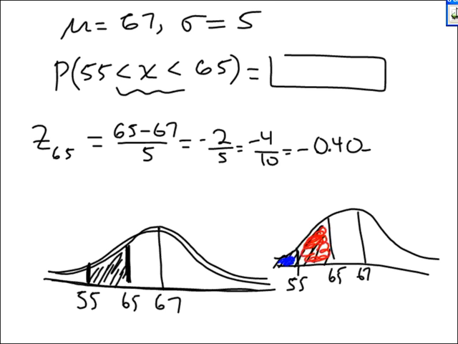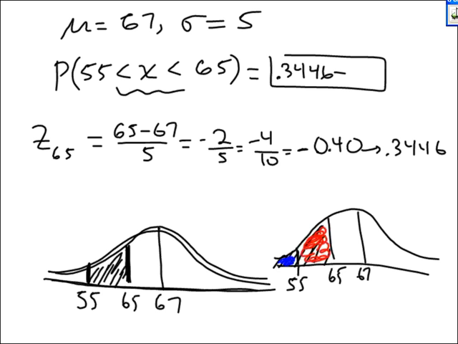And if you look up that z-score, since it's negative, go to the negative table. If you look up 0.40, first go to 0.4 on the left, then 0, and you get 0.3446. That's the red and the blue. That definitely includes the area we do want, but then some extra. So I have to take away the extra.